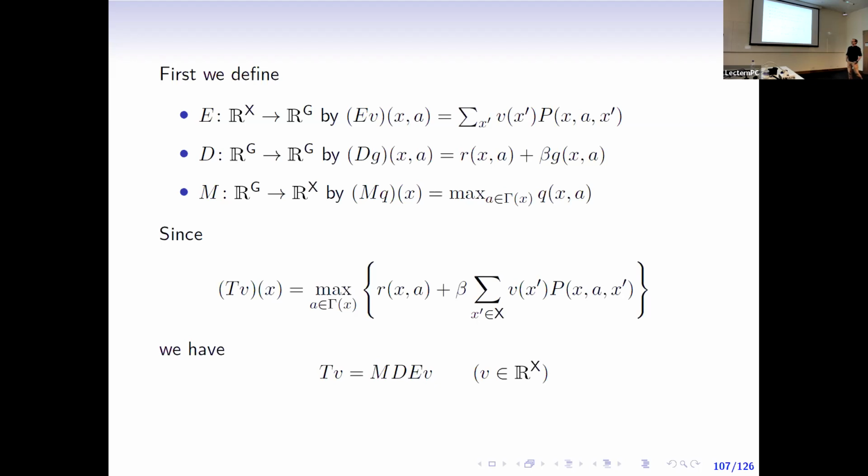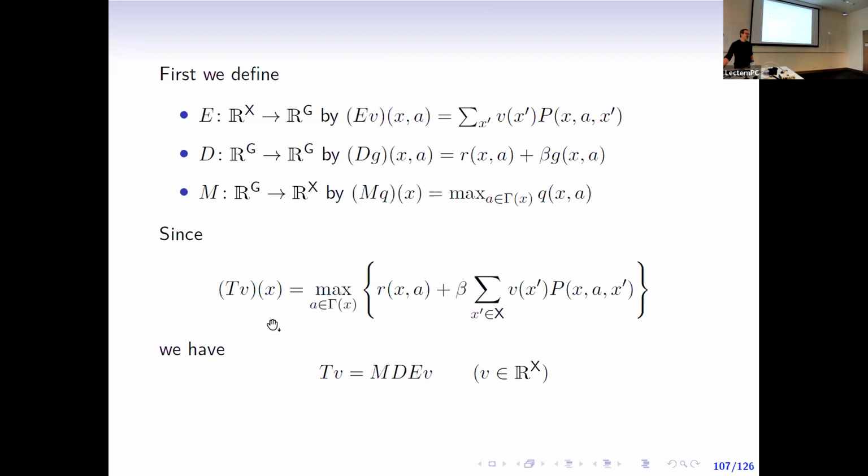So we've got 3 operators here. E takes expectations. D takes a function and discounts it, and then adds on rewards. And M takes a function and maximizes with respect to A. So you can loosely think of E as the expectation step, D is something like discounting, and M is maximizing.